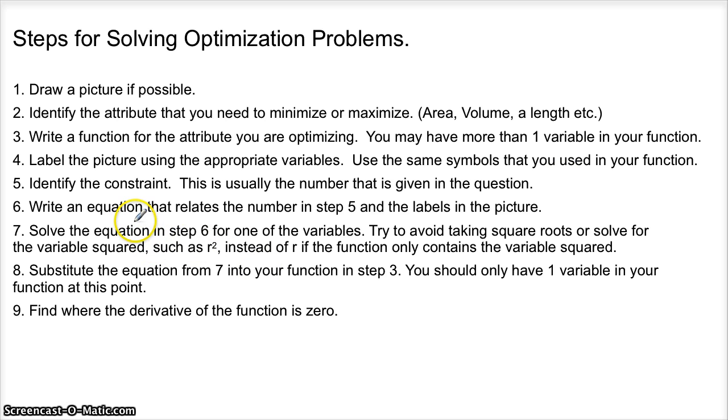Okay, so it means I can skip some of the next parts. It says write an equation that relates the number in step 5 and labels in the picture. We don't have to worry about that because that has to do with the constraint. This one also has to do with the constraint, so I don't have to worry about substituting. So I'm actually now down to step 9, where it says find where the derivative of the function is 0.